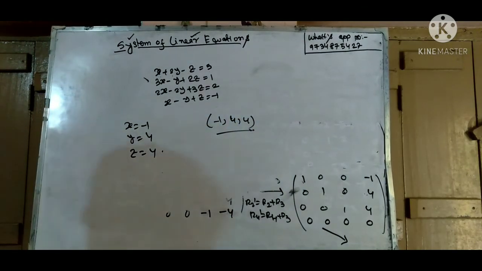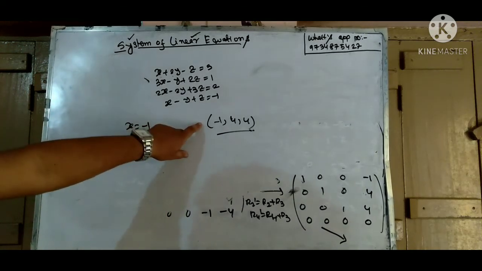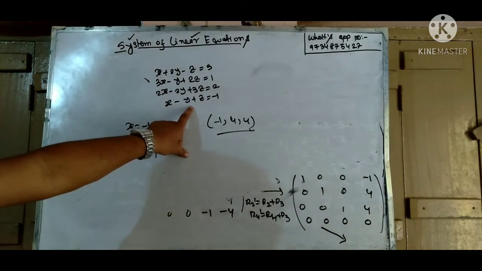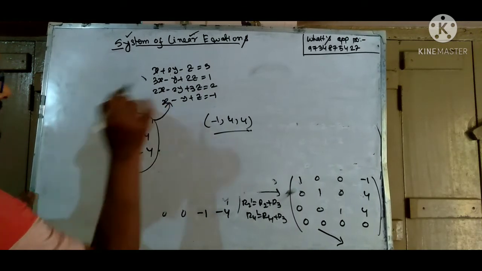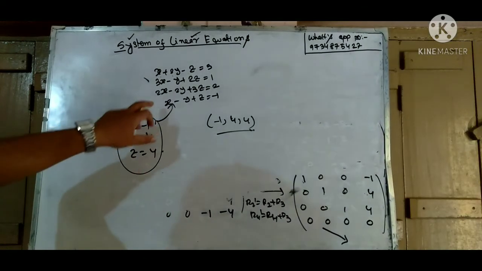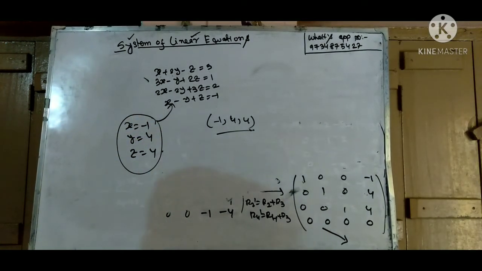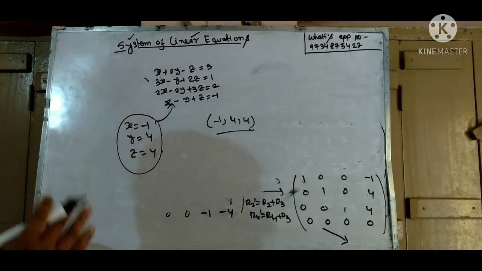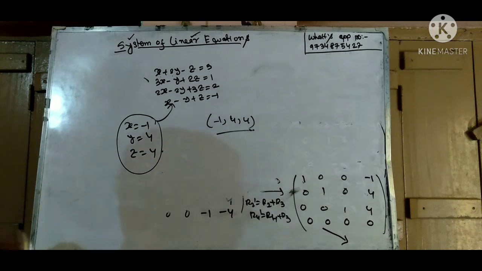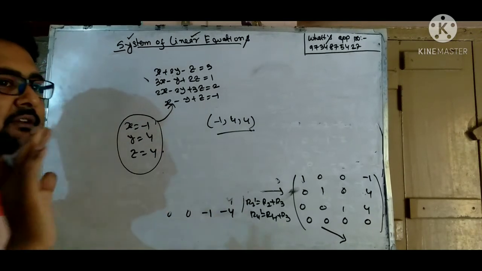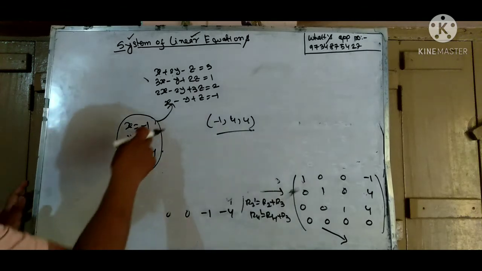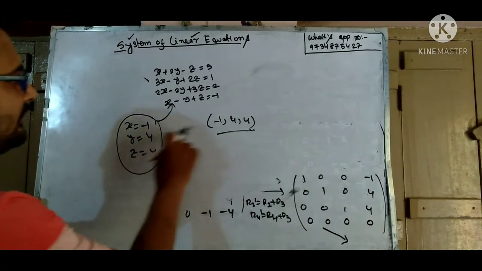So how many solutions exist here? Here only one solution exists. So the solution of this system of linear equations is unique. This is the solution of the given system of linear equations, and this solution is unique. A system of linear equations can have a unique solution, or infinitely many solutions. If the solution contains an arbitrary constant, then the number of solutions will be infinitely many, but here there is no arbitrary constant, so the solution is unique.